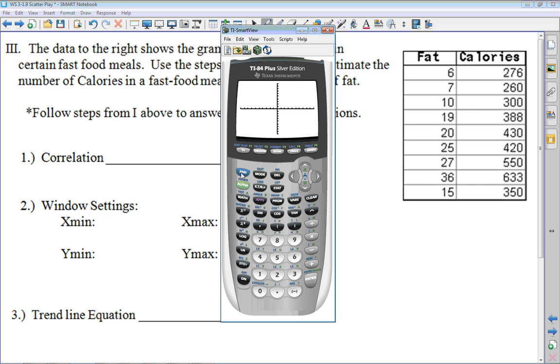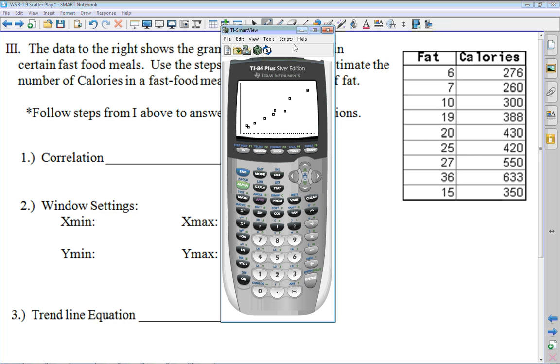Turn on your stat plot. Second y equals, enter, enter. Press graph. Still don't see anything. That's because of my window settings. Now press zoom 9, and there's my graph. What type of correlation does this have? You betcha, it's a positive because from left to right it's going up.